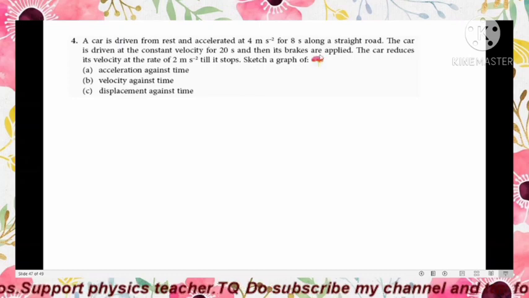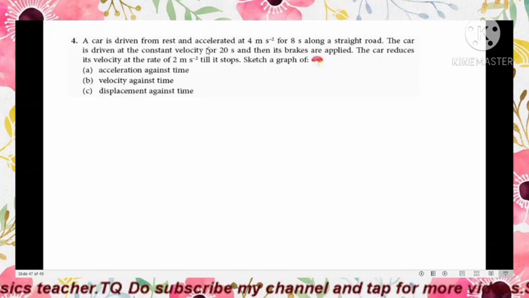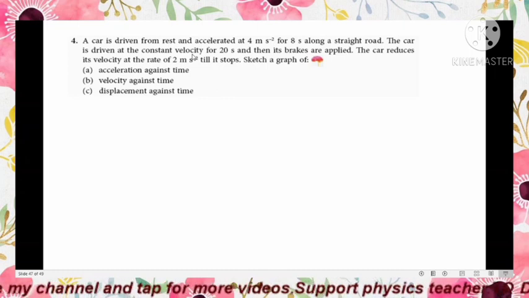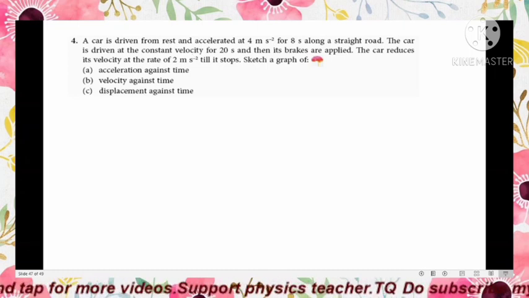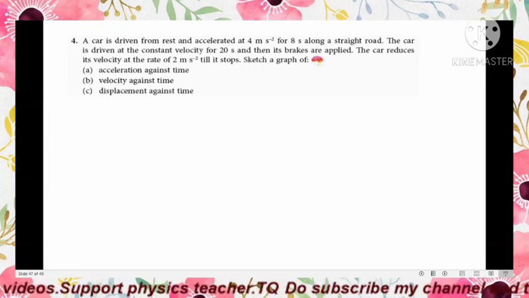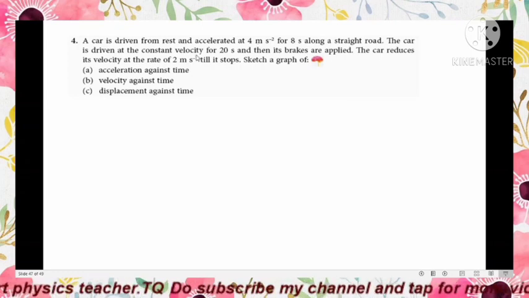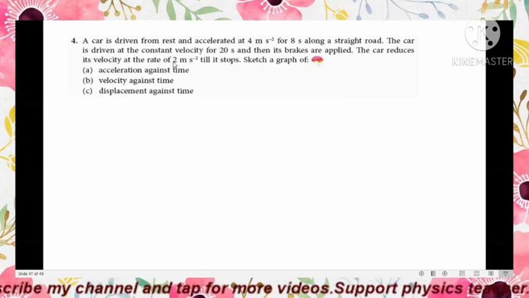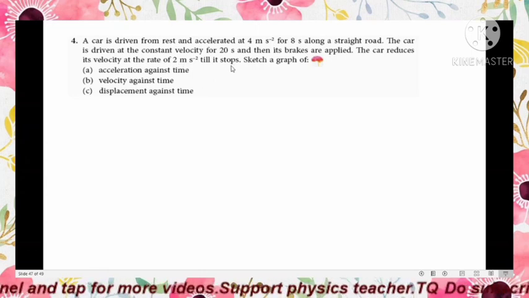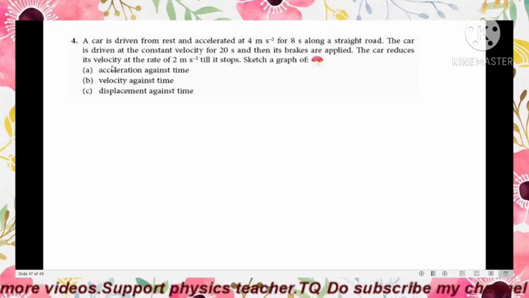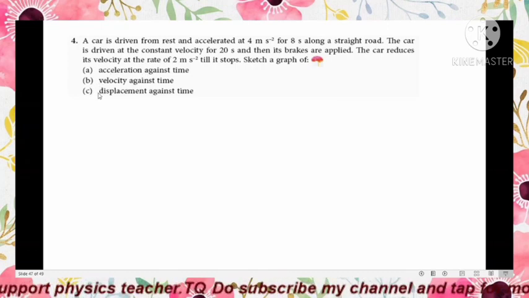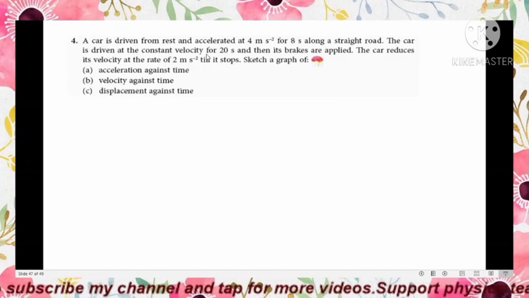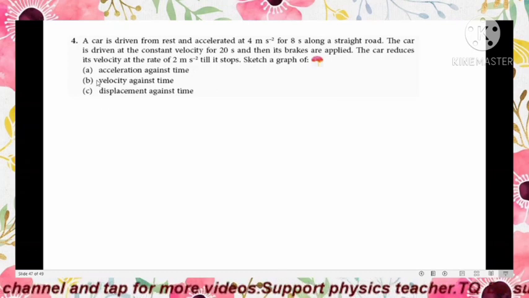Based on the information here, we can see there are 3 types of motion, meaning there are 3 time intervals that we need to discuss. The first one is uniform acceleration. Second is constant velocity. Third is deceleration. So now we want to find all the values of acceleration, velocity, and displacement for all the time intervals mentioned here. Now let's look at the first graph.